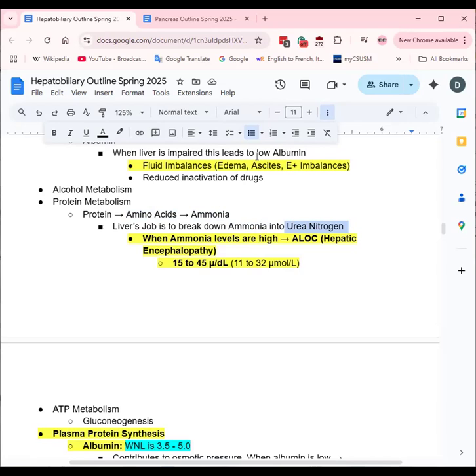Low protein or protein restriction, that is something you can do to help prevent the buildup of ammonia, but there are other things you can do for it that we'll talk about in a little bit.